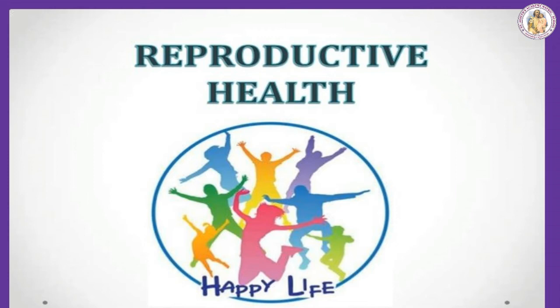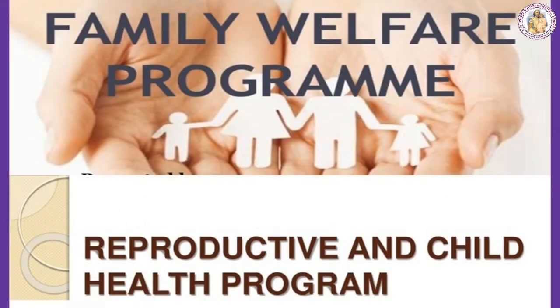Several measures are taken by the government to protect people's reproductive health. They are launching national health programs. One is the family welfare program and the second one is the reproductive and child health care, that is the RCH program.